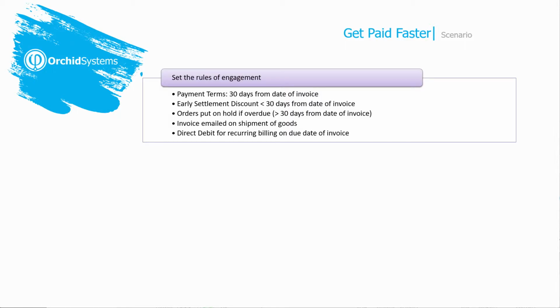For the scenarios which we're going to demonstrate using Sage 300 and Orchid modules, our rules of engagement are going to be as follows. We're going to have payment terms of 30 days from date of invoice. We're going to give an early settlement discount if settled within 30 days. For any balances which are over 30 days, we're going to put orders on hold. And we're going to email the invoice on the shipment of the goods, and the invoice date will be the shipment date.